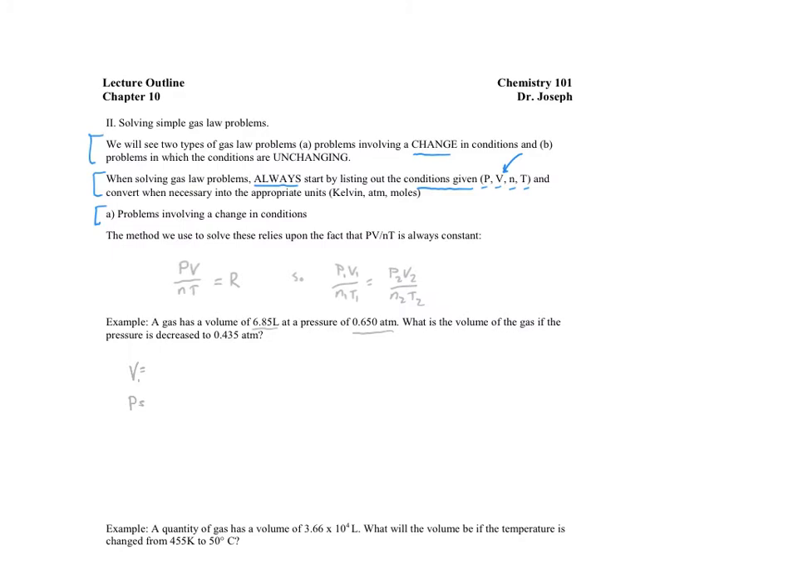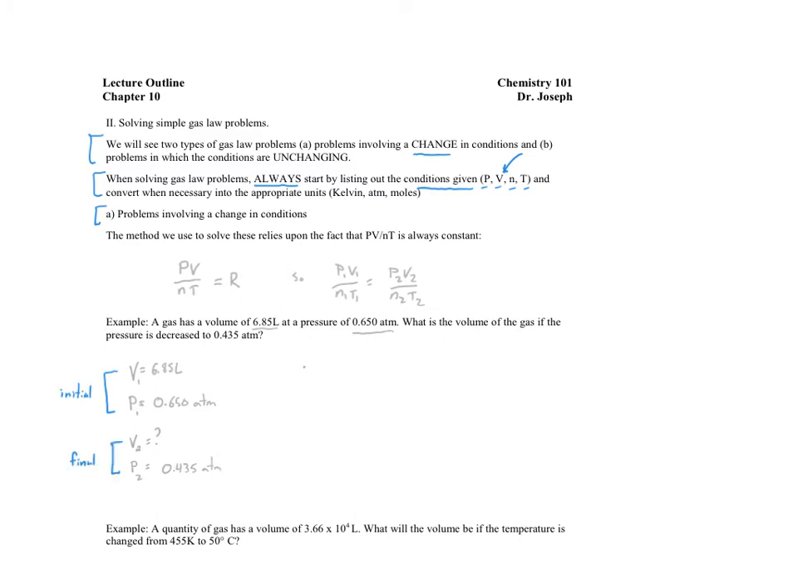These are the initial volume and initial pressure because they happen before the change. So the initial volume, or V1, is 6.85 liters. And the initial pressure, or P1, is 0.650 atmospheres. So those are our initial conditions. What are the final conditions? Well, it says, what is the volume of the gas if the pressure is decreased to 0.435 atmospheres? So we're being asked, what is the new volume of the gas? That would be V2. And the new pressure, or P2, is 0.435 atmospheres. Those are our final conditions.